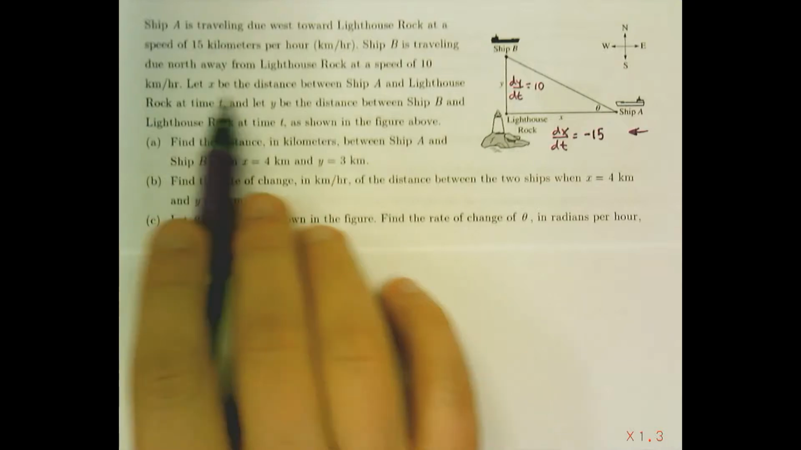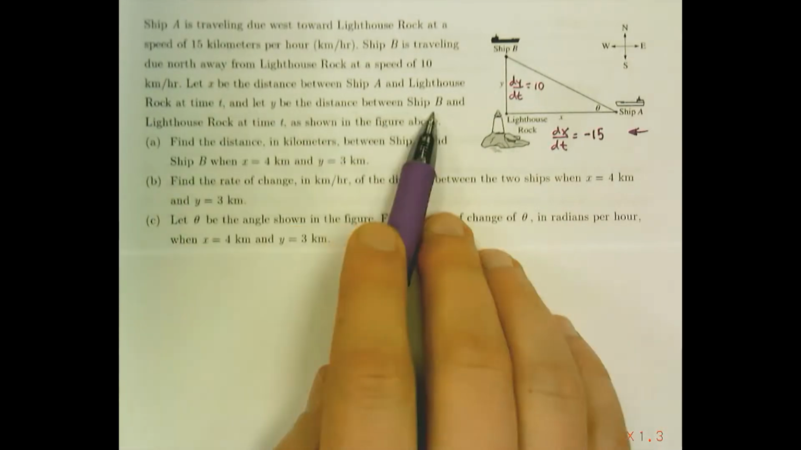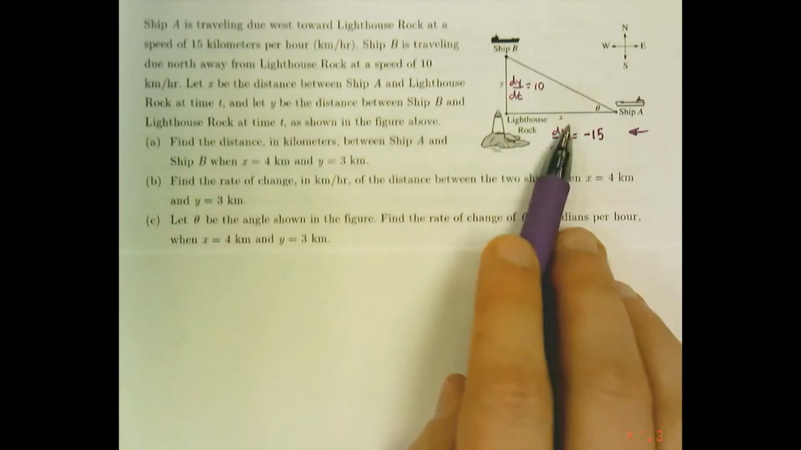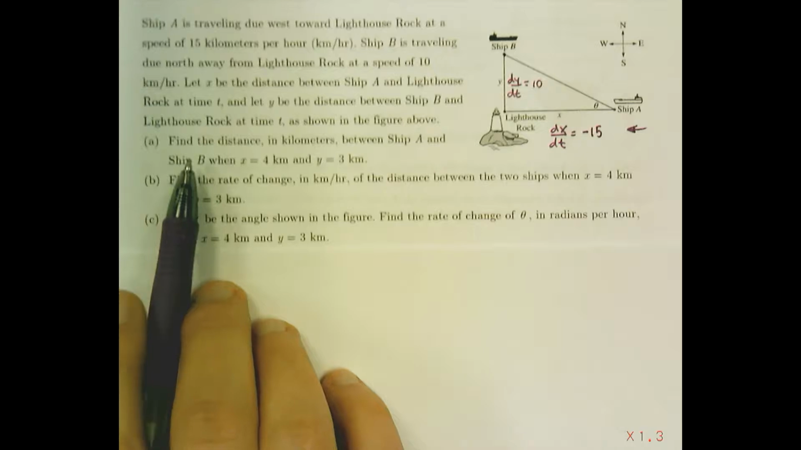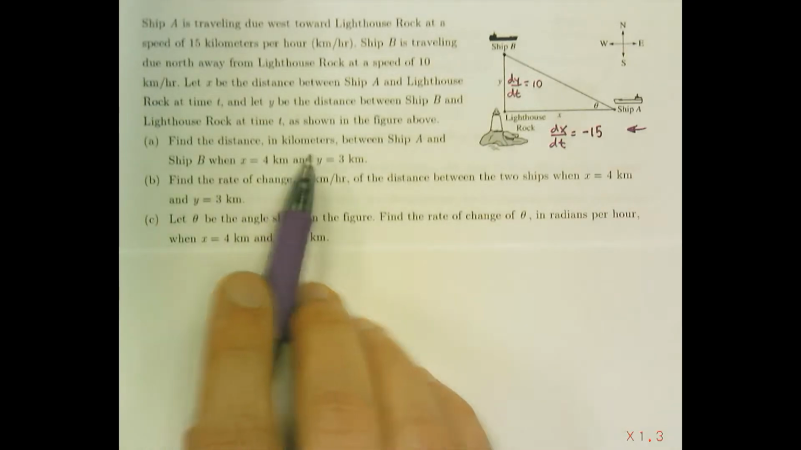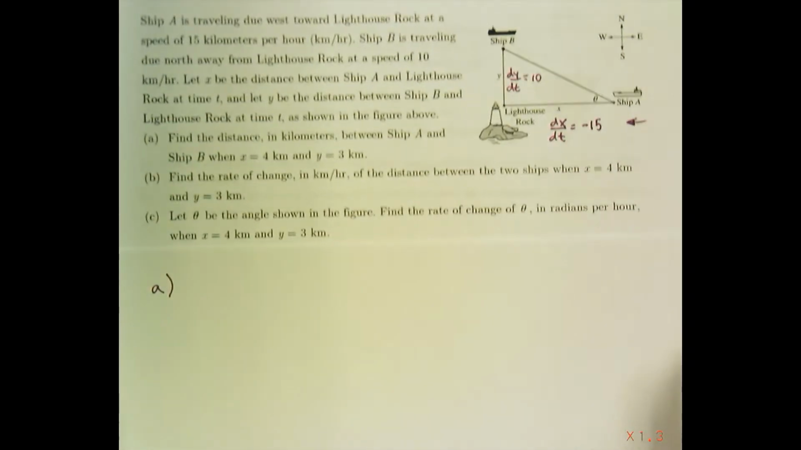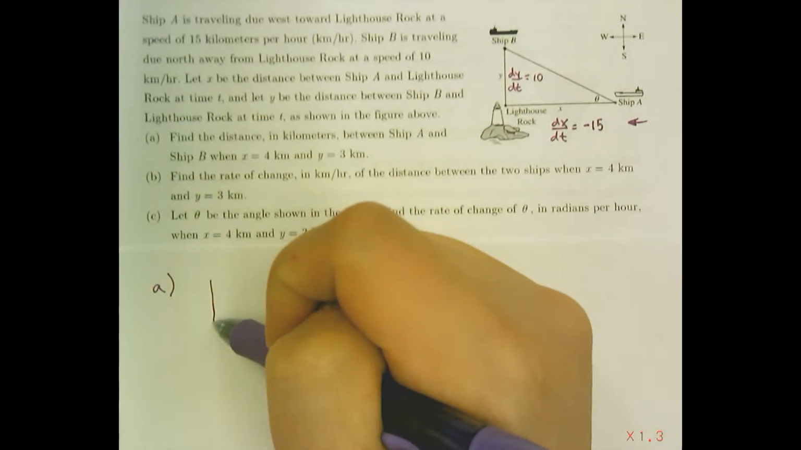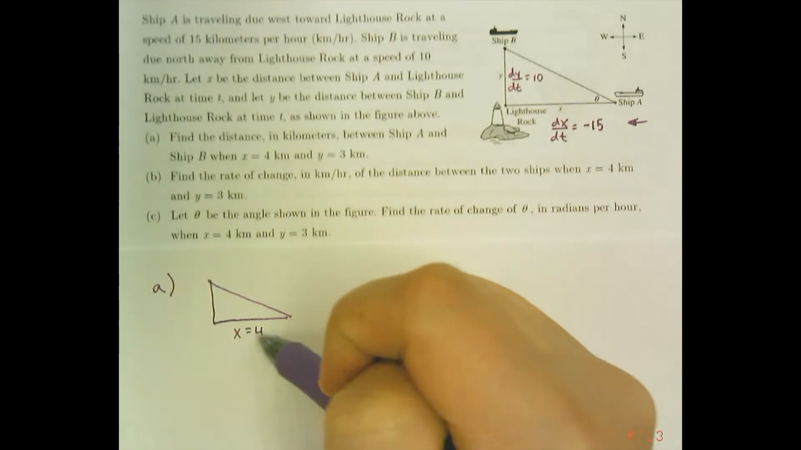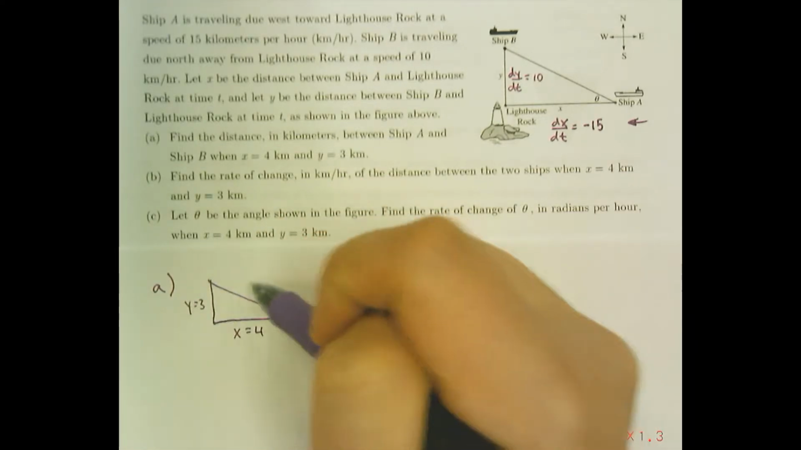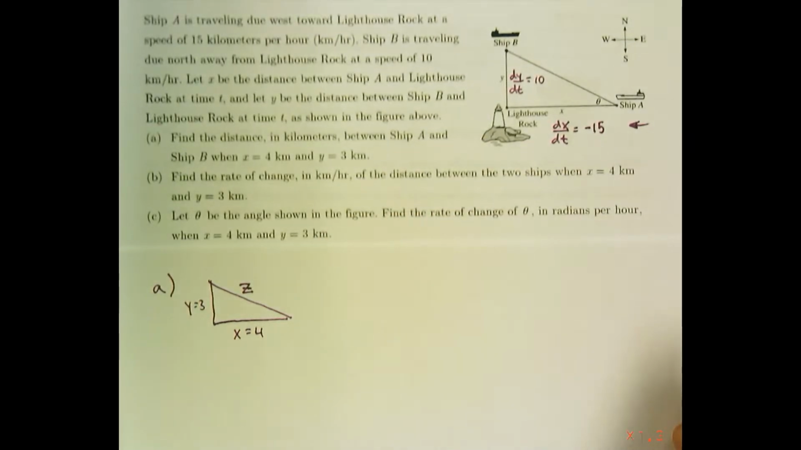Let x be the distance between ship A and Lighthouse Rock at time t, and y be the distance between ship B and Lighthouse Rock at time t, provided on the diagram as shown in the figure above. Part A, find the distance in kilometers between ship A and ship B when x equals 4 and y equals 3. So when x equals 4 and y equals 3, what is the distance between them? Which I'm going to assign the variable z.